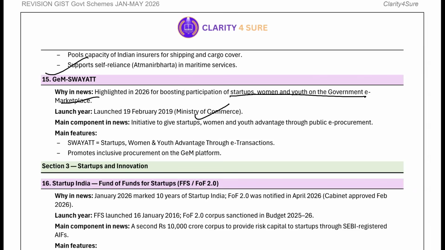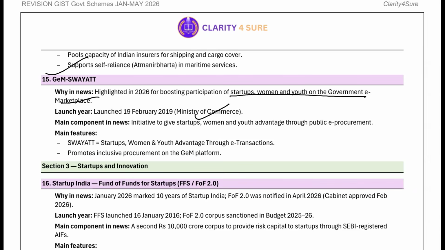Now, please try to understand the key points. Key point is promoting startups, right? Just a minute, beta. Right. So please try to understand where I was. I was in the GEM Swayat. It is talking about the Ministry of Commerce. The full form is Startup Women and Youth Advantage through e-transaction. So the key points over here, it promotes what? Startups. Obviously, if it is the full form, it is Startup Women and Youth Advantage through e-transaction, right?